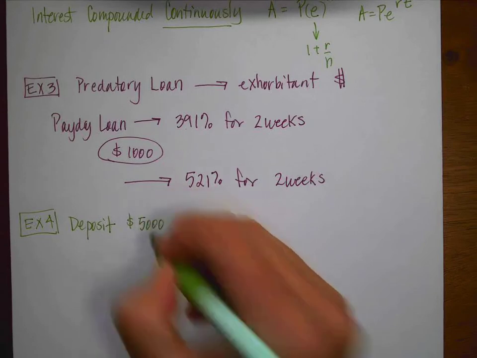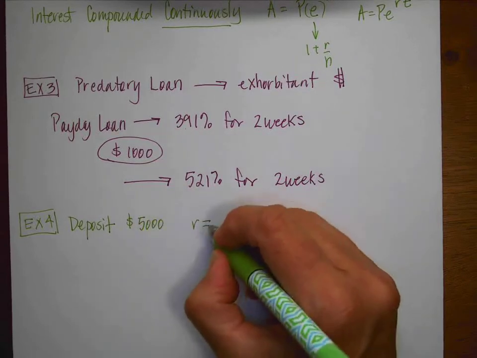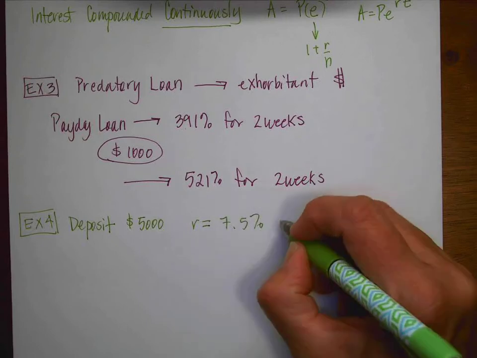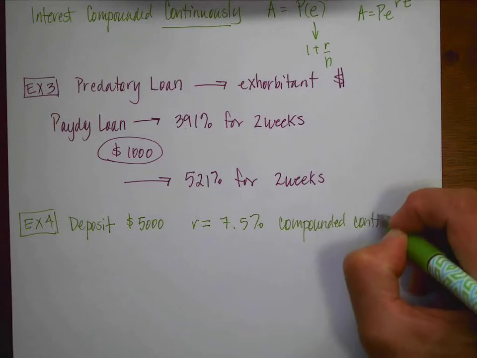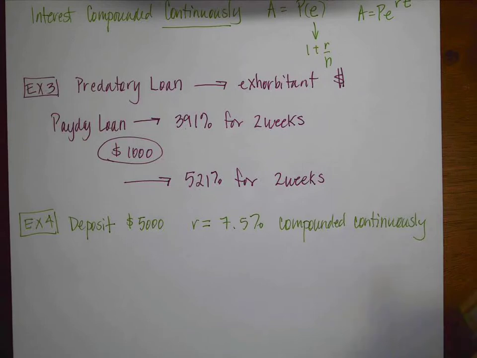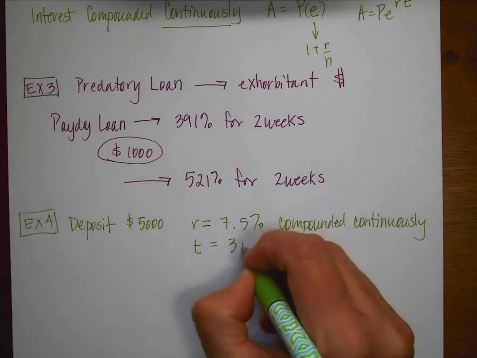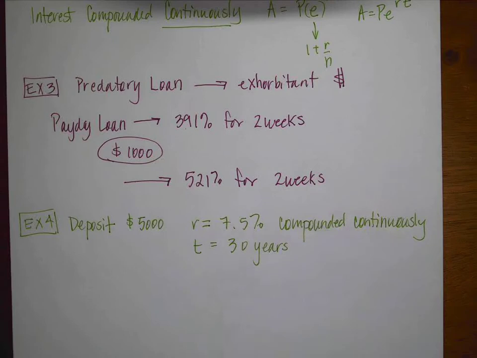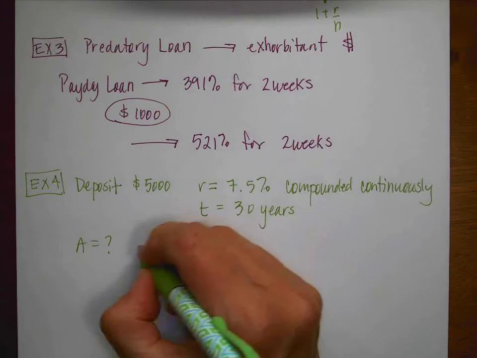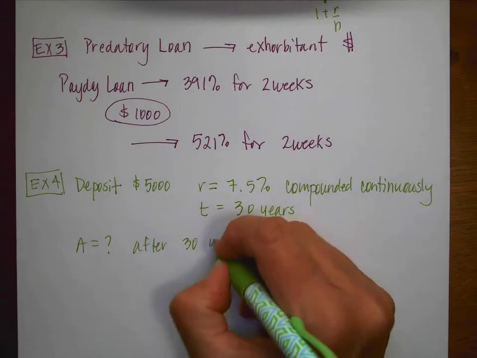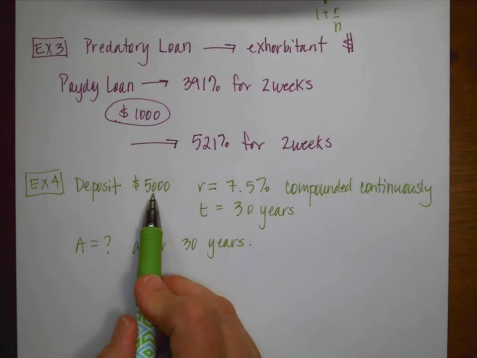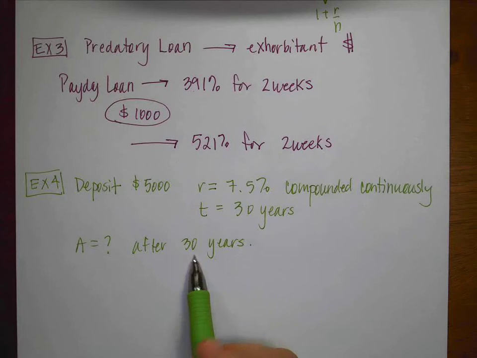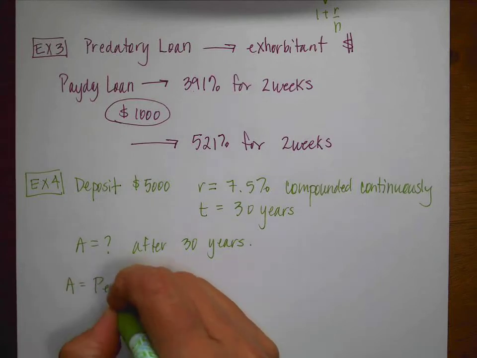So now, on a brighter note, I'm going to deposit $5,000 into an account. My rate that I deposit it at is 7.5%, and it's going to be compounded continuously. Woo, that's a long word to spell. And I'm going to invest for 30 years. So the question is, what is my investment worth after 30 years? So that means that you put a sum of money, we're going to put $5,000 into an account, and we're not going to touch it for 30 years.